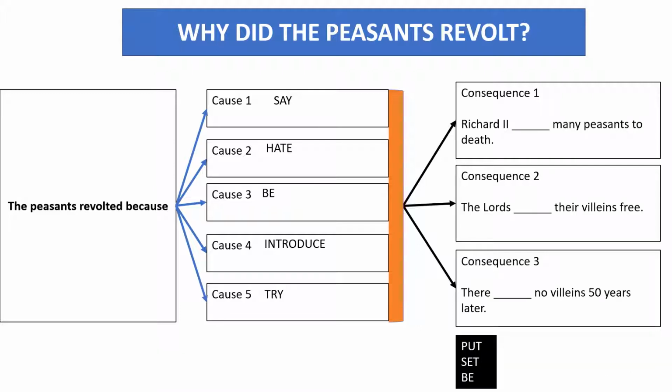For the consequences section of the graphic organizer, you could do the opposite. Provide the sentences in the boxes, but remove the verb, and provide a list of verbs in their bare infinitive form at the bottom. For instance, set, put, and be.